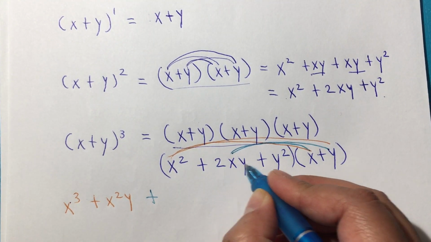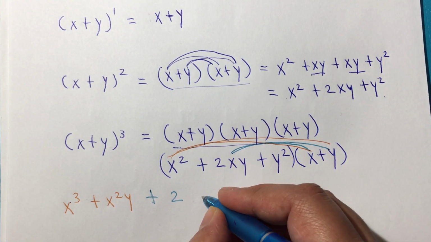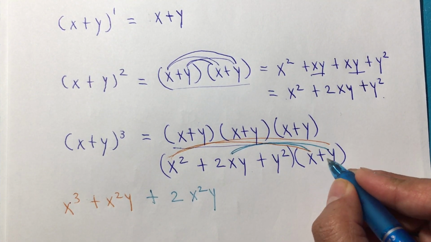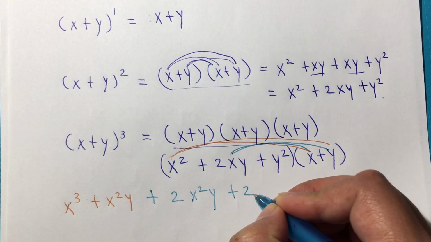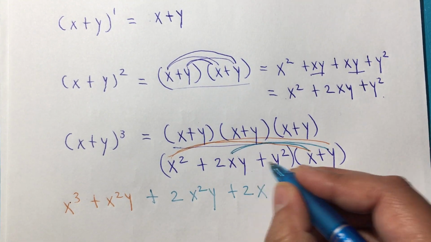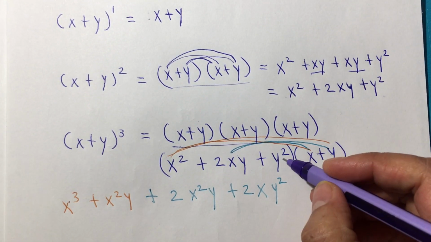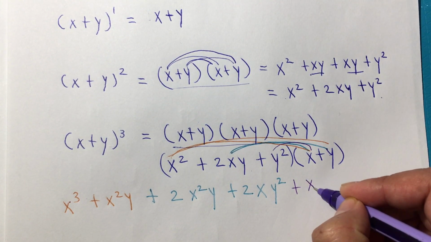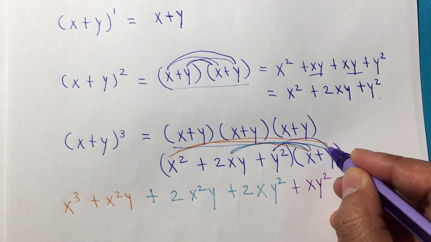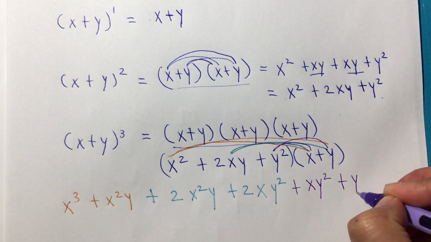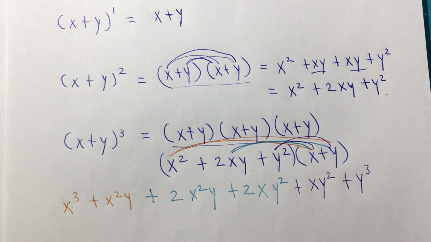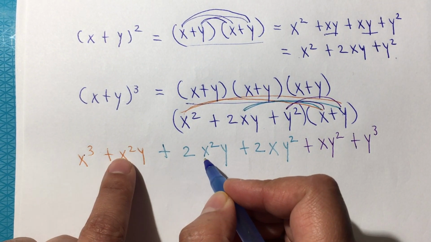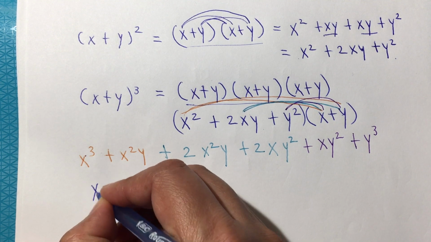So we get 2x squared y, and then 2 times the second term is 2xy squared, since y times y is y squared. And the last term, y squared times x is xy squared, and y squared times y is y cubed. Now we're able to combine like terms. And so I noticed that this one doesn't have any like terms, so we just write it down.